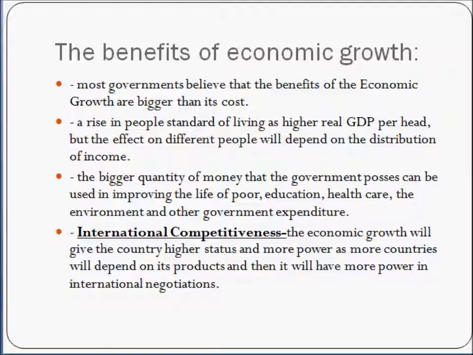The benefits of economic growth. Most governments believe that the benefits of economic growth are bigger than its cost. A rise in people's standard of living, as higher real GDP per head, but the effect on different people will depend on the distribution of income.